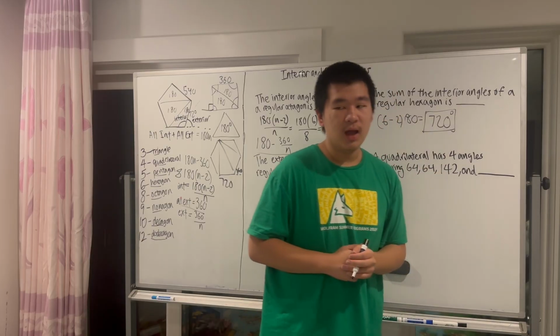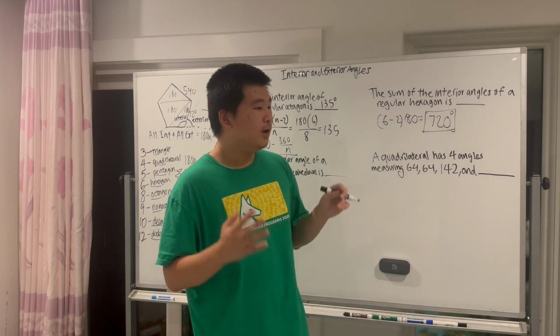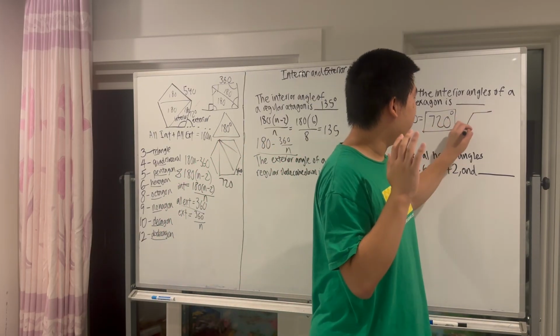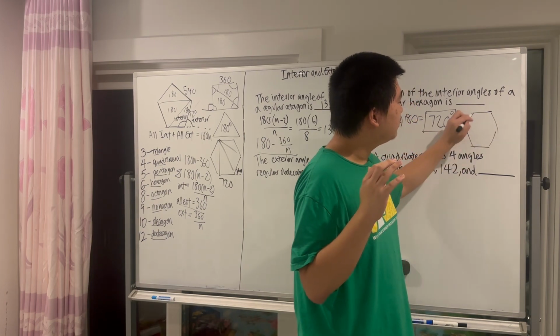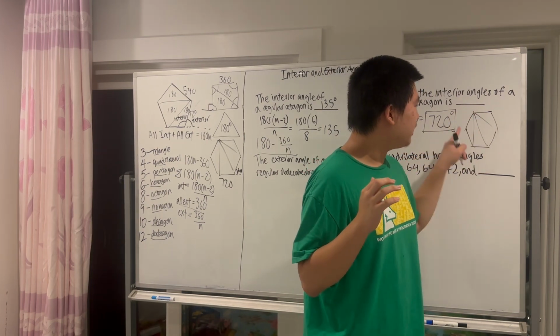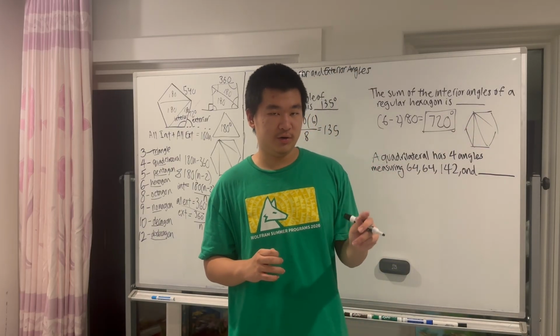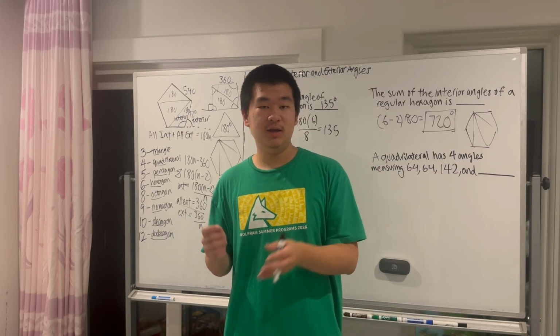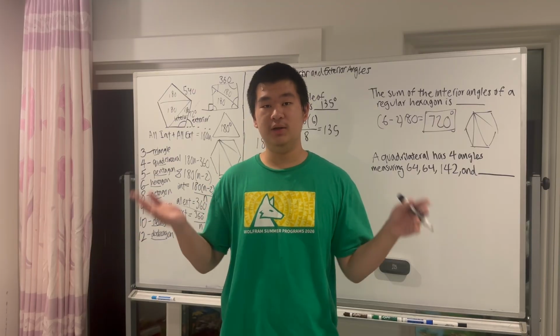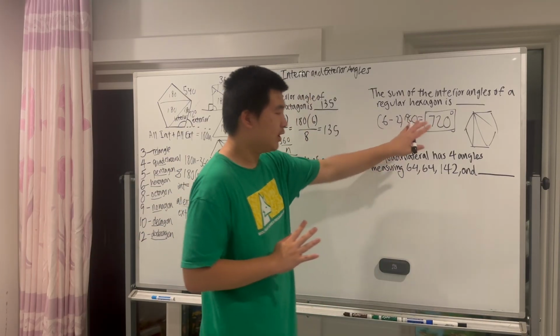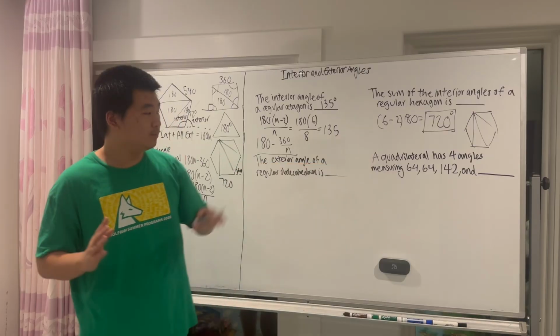720 degrees. And of course, if you forget the formula, you can try to visualize this in your head. Draw a hexagon. Make the triangles. How many triangles are there? 1, 2, 3, 4 triangles. Each triangle has sum 180. So 4 times 180, that's the total sum of every angle is 720. That's how you can kind of do that in an emergency.